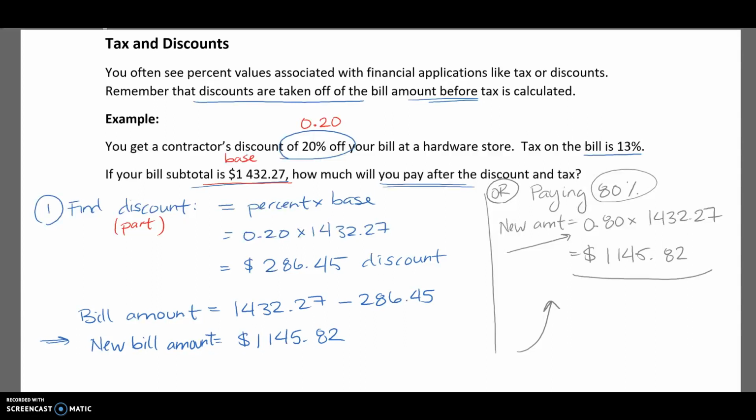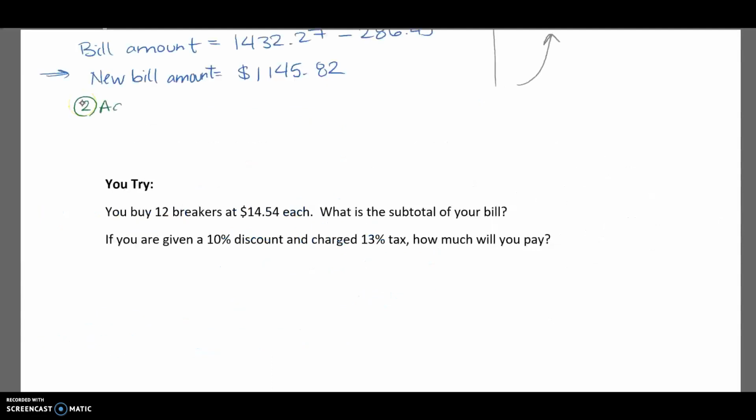Now we can apply the tax, 13%, to this new bill amount. Again, there are 2 ways to do this. We could figure out the tax amount by figuring out 13% of the bill and adding it on. Or we could look at taking 1.13, 113% of the bill, which will do the addition for us. This is often how you've likely calculated tax in the past. The total will be the percent as a decimal times our base bill amount.